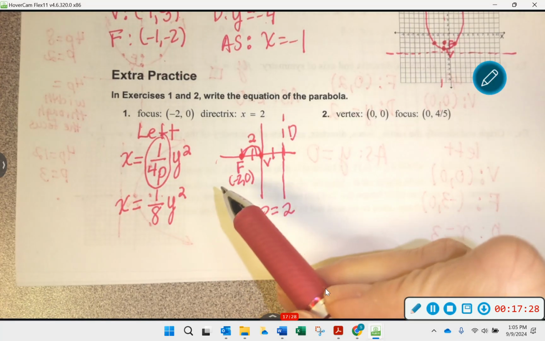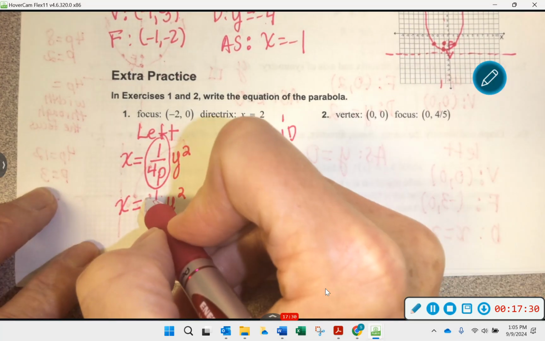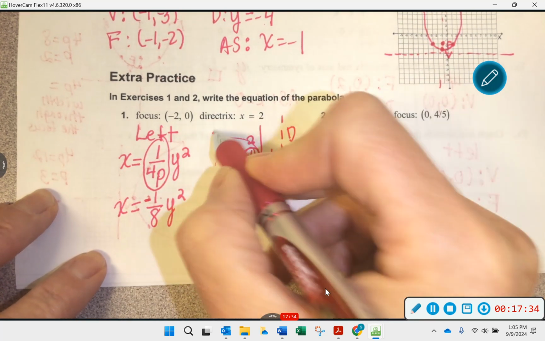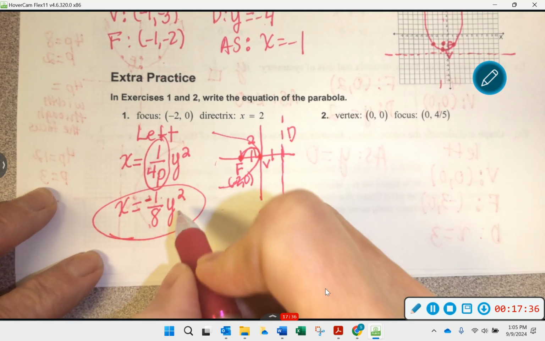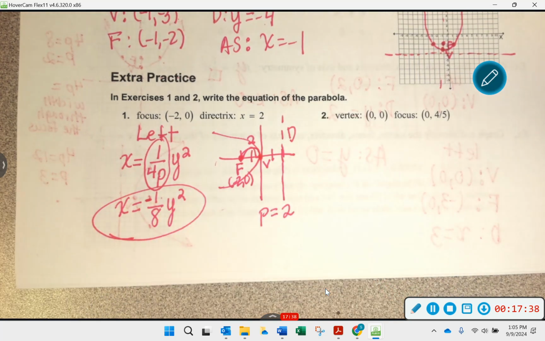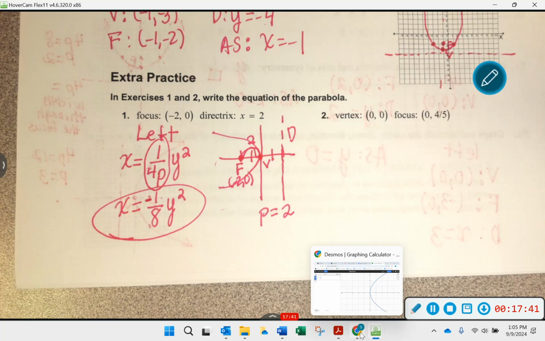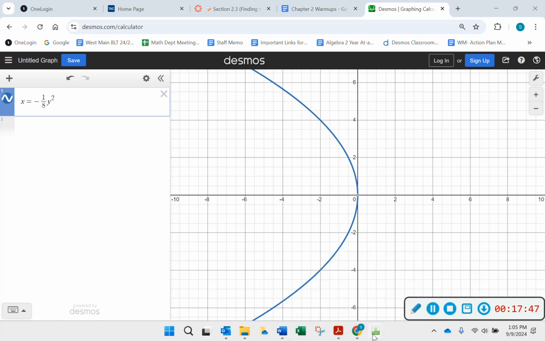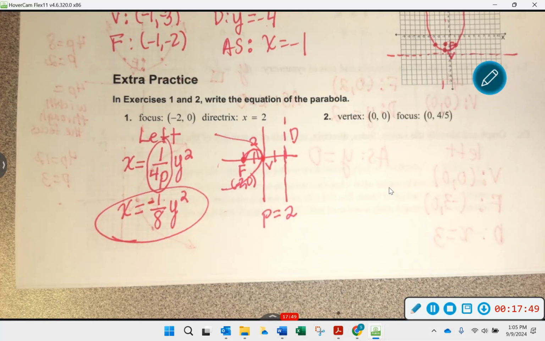What do we need? A negative, because it's opening to the left. It's opening in the negative direction. So we have to have a negative in front of there. And if you want to see that, check it out. If I just put a negative in front of there, boom, now it's right. Okay? You guys got that?